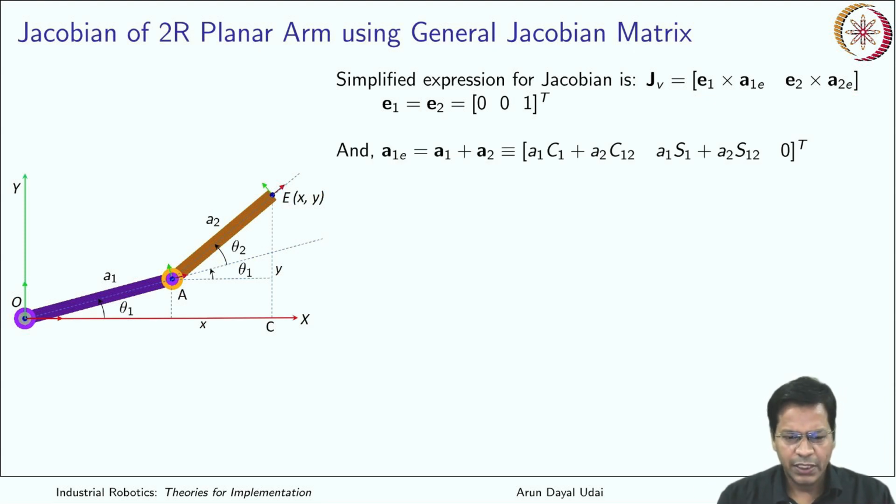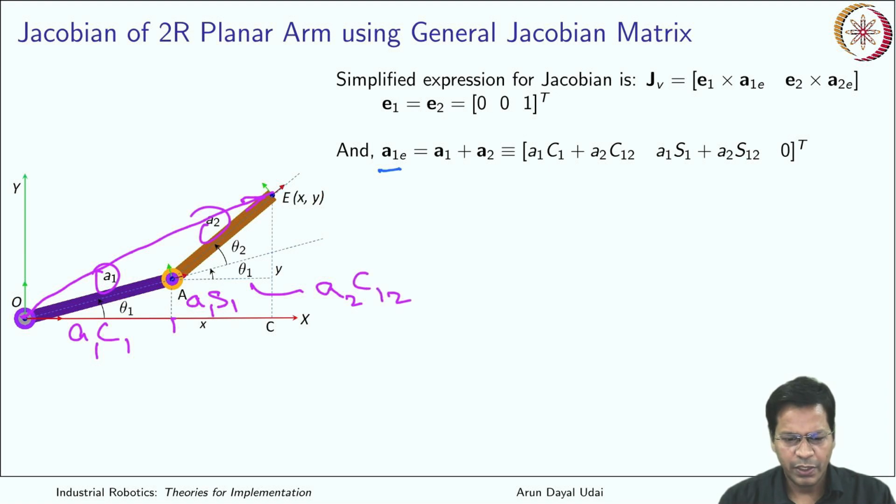Now what is a_1E? It is a_1 to the end effector. Where is your end effector? It is here. Let us connect it. a_1E is the vector which is a_1 vector plus a_2 vector. You already know what they are. So how much is this? This is a1 C1, this is a1 S1. Similarly, this is a2 C12 and this one is a2 S12.